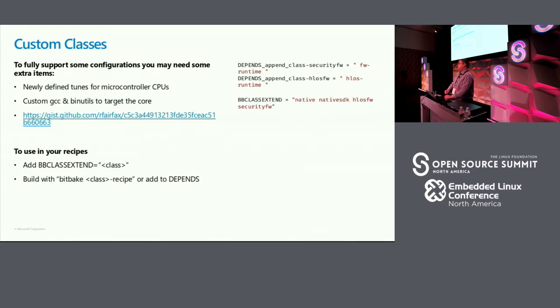So now that you have your class defined, you actually have to leverage it inside your recipes. And so there's a couple things you may need to do along the way to really get this end to end. So first, you may need to find new tunes, which tunes are basically sets of compile flags. So Yocto has tunes for all the common ARM Cortex-A CPUs, all the stuff that targets Linux. But they don't have the stuff for microcontroller cores. And so you may have to add a few. That's really simple to do, so it's no big deal, but that's something that's not in the box.